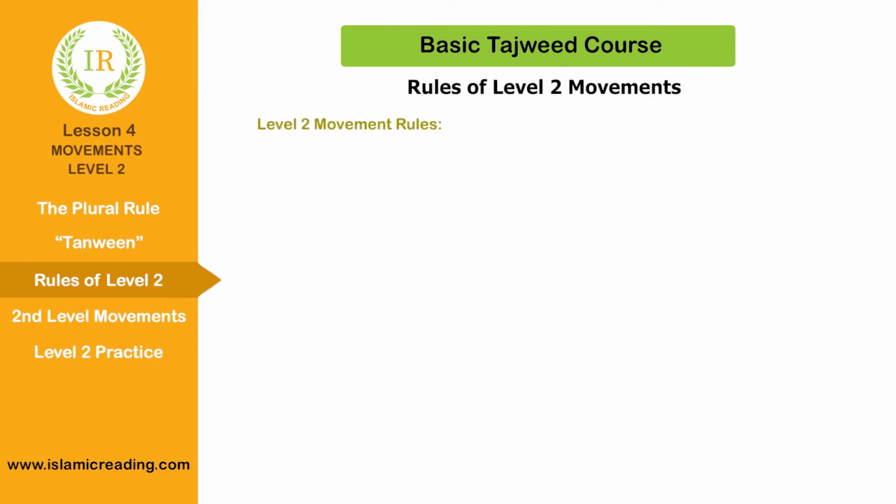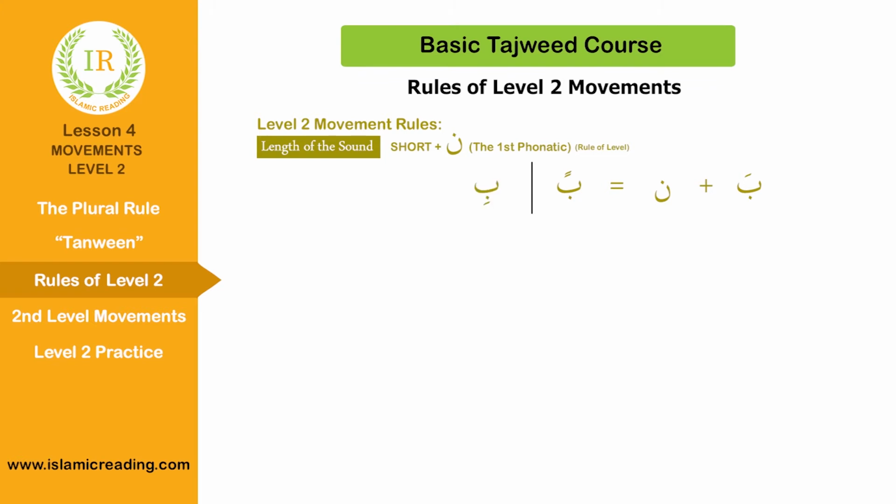Now let's look at the rules of the second level. Length of the sound is short plus Noon's first phonetic. Let's see what that means. We know that Ba Fatha is Ba. And if we add the Noon's first phonetic into the Ba, now we have two sounds, Ba and N. If we join these two sounds together, it is pronounced as Ban, which is the sound of Fathatain.